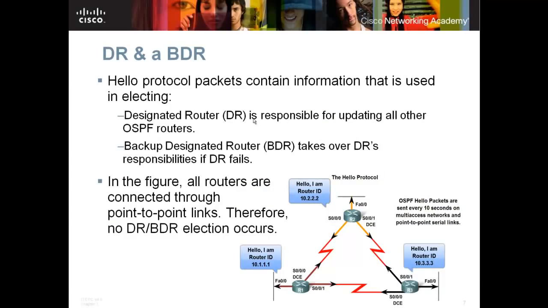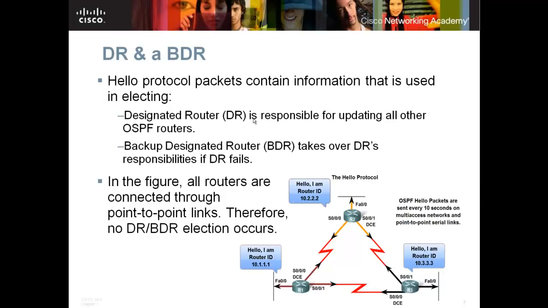Alright, in the hello packets, there's the information used to elect that designated router. Remember, that's the router that runs around and gets all the information and then puts it together and sends it back out to everybody else. But just like everything, there's always some kind of redundancy built in, so there's also a backup designated router. And we discussed the network types, point-to-point or multi-access. In multi-access, there is an election and a DR is elected.